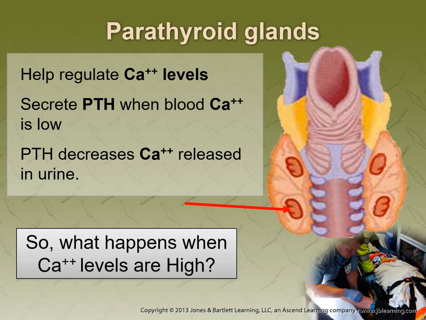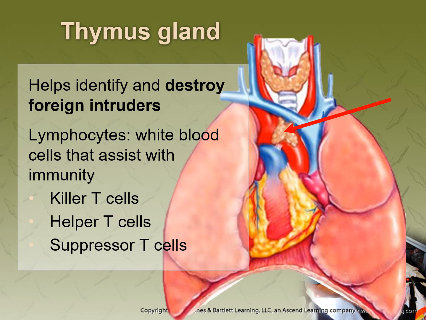And so when we are little, we have a thymus gland. And thymus, big T there, it has a lot to do with the killer T cells, the helper T cells, the suppressor T cells. So we'll talk about this in the immune system a bit. Lymphocytes are T cells and B cells, a couple others though, but those are the big ones for us, T cells and B cells.